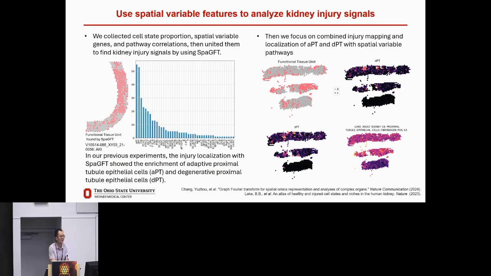And with the help of the cell atlas of kidney injury published in Nature by one of our multiple PIs, Dr. Michael Eadon, we identified the injury localization showing enrichment of two very important cell states, aPT and dPT. This injury mapping and localization of aPT and dPT, with spatially variable genes, demonstrates their role in driving kidney injury signals.